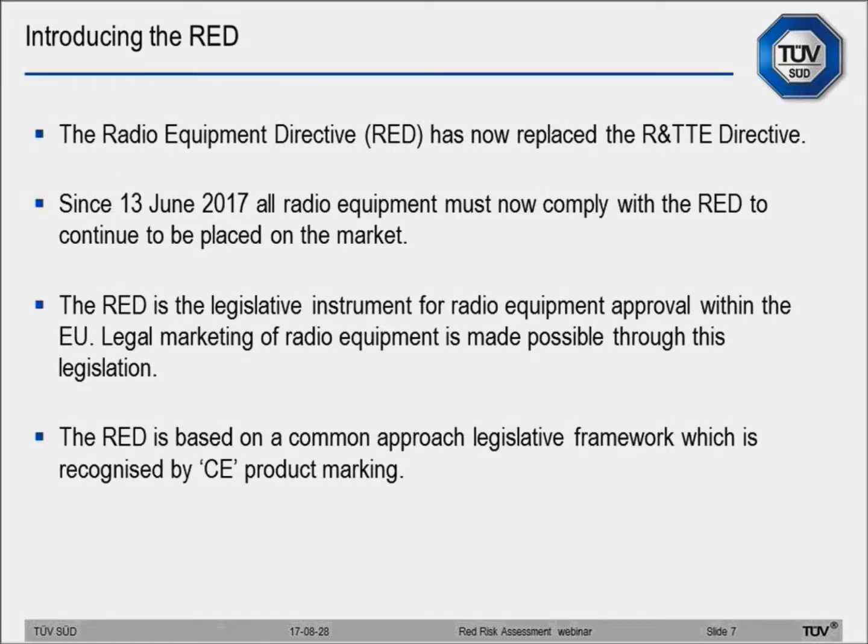The R&TTE Directive has been repealed, and the Radio Equipment Directive allowed a one-year transition period, which has since expired. Since the 30th of June 2017, all radio equipment must comply with the RED to continue to be placed on the market. The RED is a legislative instrument for radio equipment approval within the EU. Legal marketing of the radio equipment in the EU is made possible through this legislation. The RED is based on a common approach legislative framework, which is recognized by CE product marking.